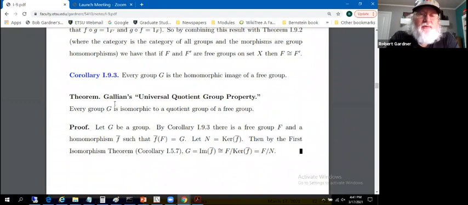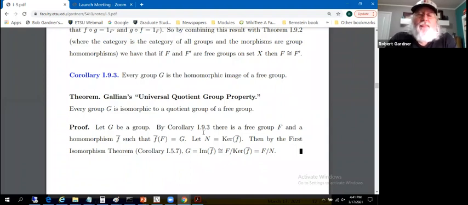It's not in the Fraley book, I don't think, which Gallian calls the universal quotient group property. And it says every group G is isomorphic to a quotient group of a free group. Okay, so we've shifted from homomorphic image to quotient groups. We'll have to have a conversation, no doubt, about normal subgroups. The proof for this one is so brief with the information we have, I just included it in the notes.